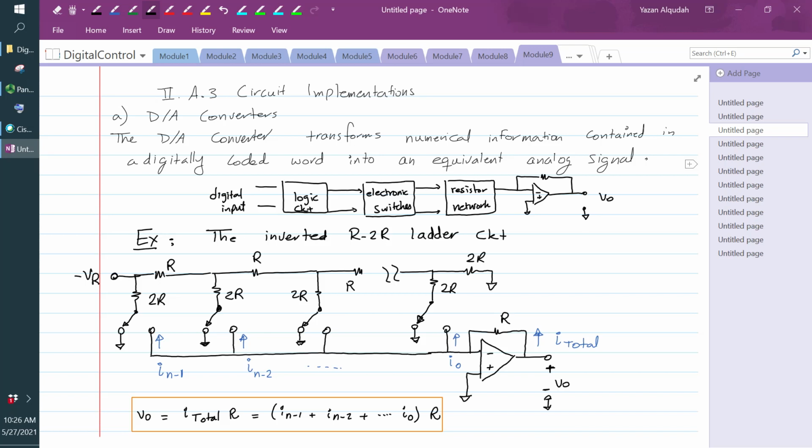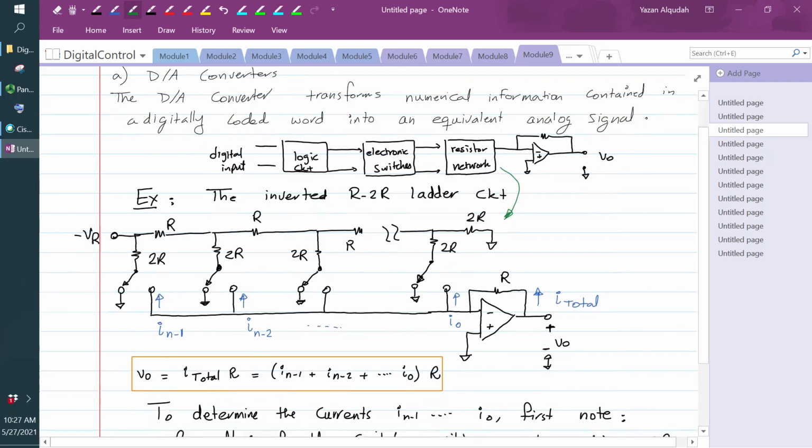If I look at the block diagram of the components of this digital to analog converter, there is my digital input, there is some logic circuit, there are electronic switches that are turned on and off using this logic circuit, and then I have a resistor network, and then I have a buffer that generates the output. Now one way to implement this resistor network is to use the inverted R-2R ladder circuit. So let's look at this circuit and understand how it works.